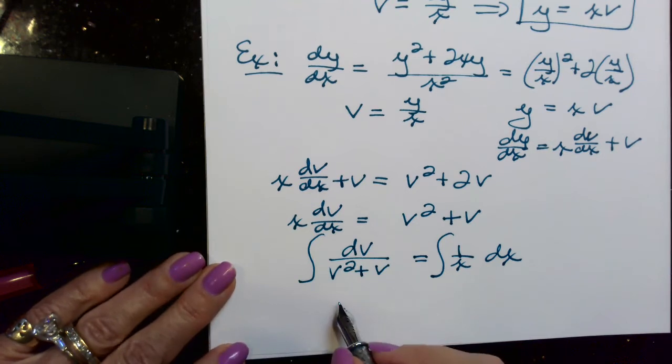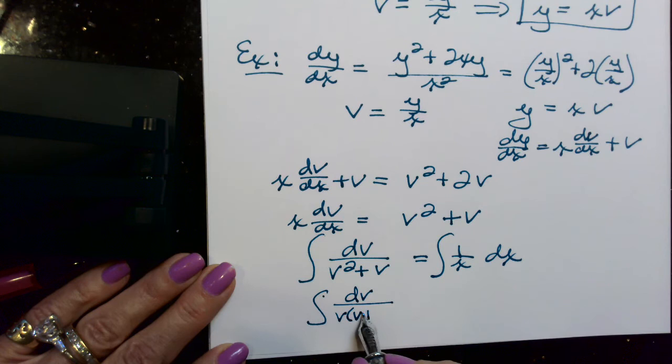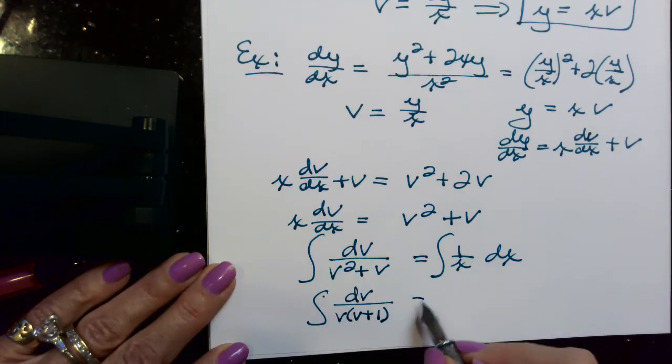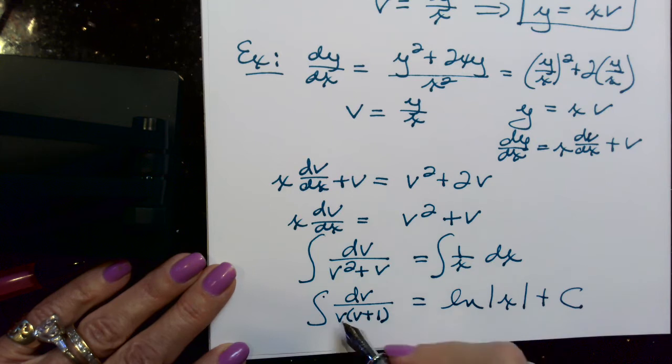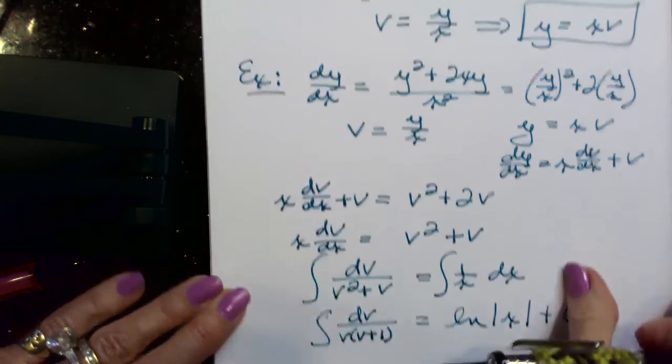So the way you integrate that is you think of that as the integral of dv over v times v plus 1. This is probably the easiest way to do that. And this one we can integrate. We said this is ln absolute value of x plus c. Okay. Now, how do you integrate this? Partial fractions.